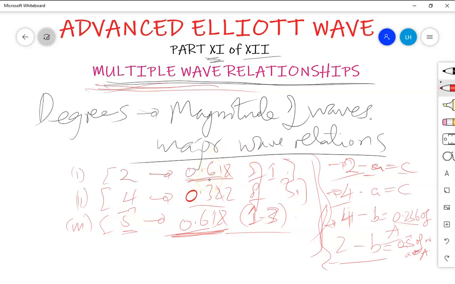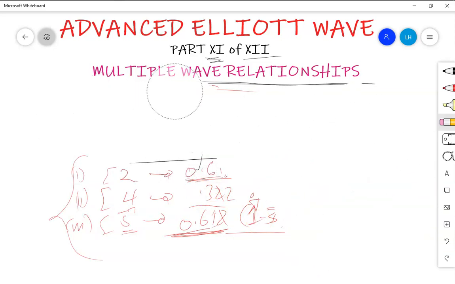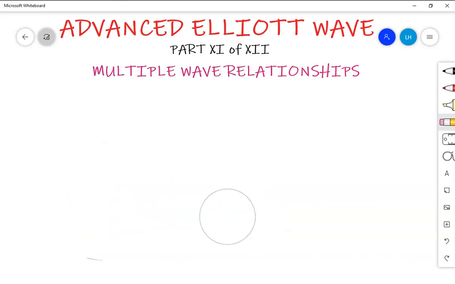But their completion is different, whereby those lower degrees are completed first, while they act as building blocks for those higher degrees. So in multiple wave relationship, we'll be playing with all those things together. Now, let's go to the concept to see how you may play with all of those relationships when you are analyzing the market.